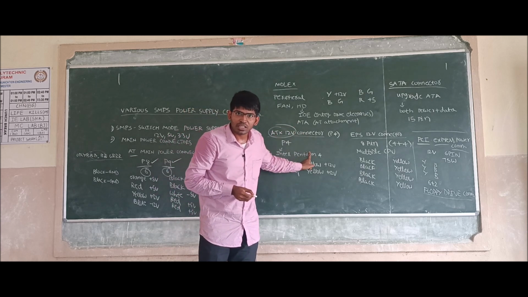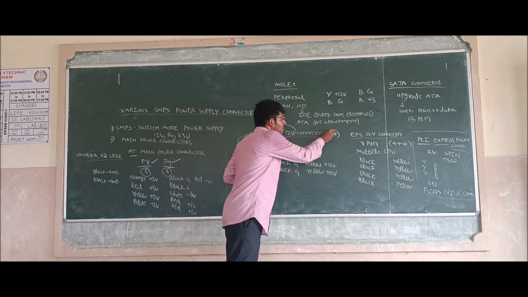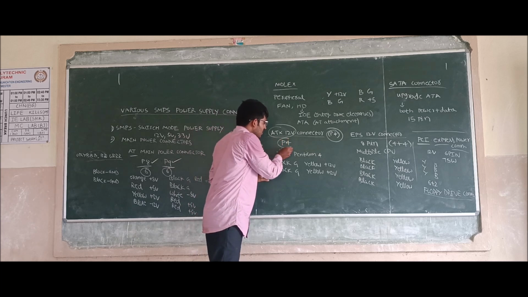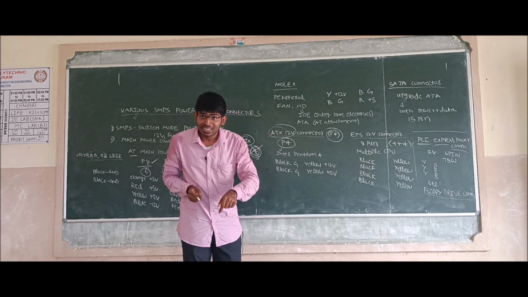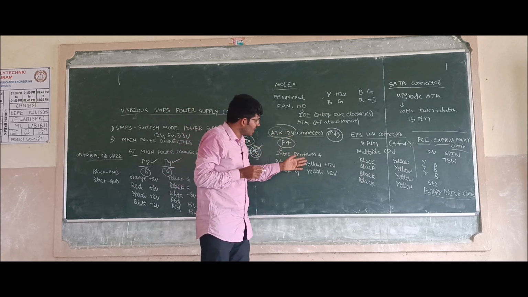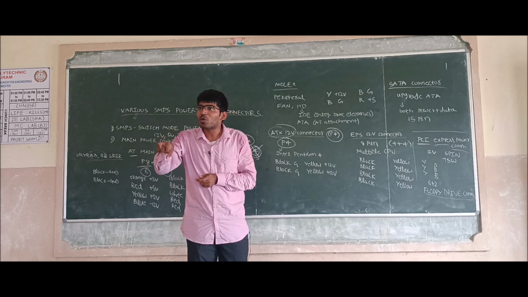Initially they used it for the Pentium P4 processor. So that's why it is called the P4 connector. It has 4 pins. As we discussed, we use this for powering up the processor. So obviously yellow, black, because the processor requires a 12 volt supply.